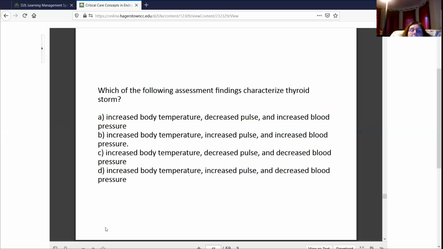Which of the following assessment findings characterize thyroid storm? Everything is increased. Okay, it's B. Increased body temperature, increased pulse, increased blood pressure.